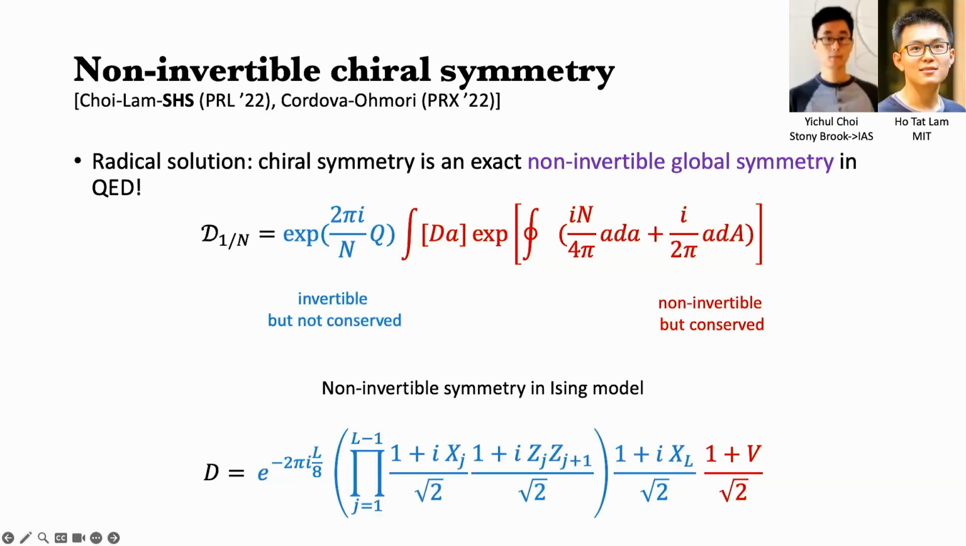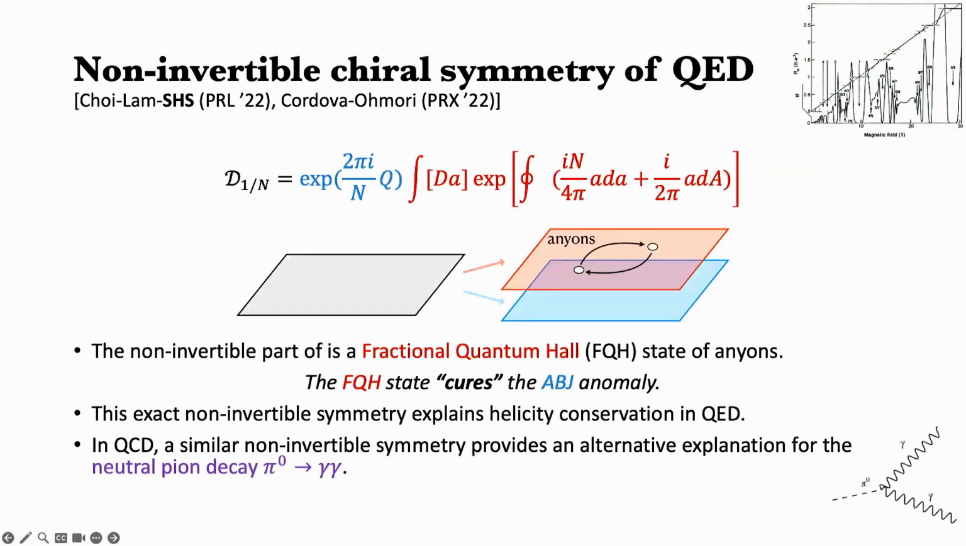In the Kramers-Wannier case, it's a projection operator. In the QED case, it's something much more subtle. It's this complicated path integral over this Lagrangian. The physics behind this red piece is that it describes the physics of the fractional quantum Hall effect in one dimension lower. And this is the physics of anyons. And this operator ends up having a huge kernel whenever there's a magnetic monopole. So at the level of the slogan, you can say that the fractional quantum Hall state can be used to cure the ABJ anomaly of QED.